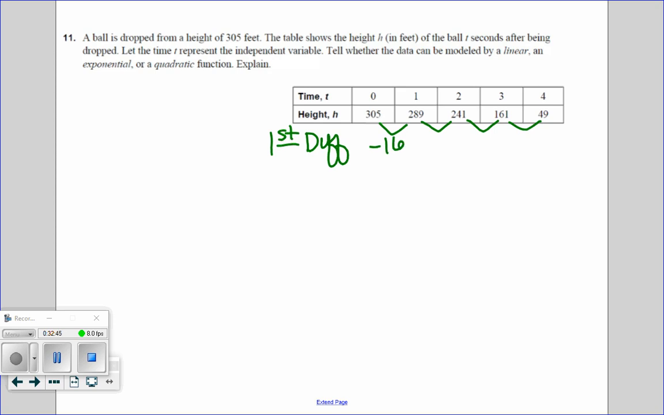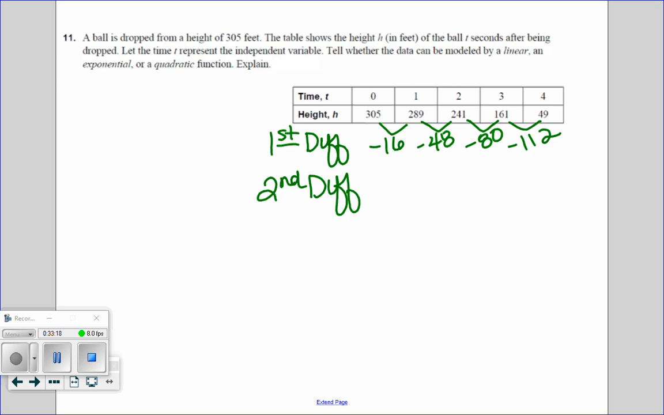Okay, what about from 289 to 241? That is a decrease of 48. So yeah, whoever said it was not linear, you were right. That's not linear. Okay, what about 241 to 161? 80. That is a decrease of 80. Perfect. Last but not least, 161 decreasing to 49. That is a decrease of 112. So yeah, we already scrapped exponential, and now we can scrap linear because that's not constant either. But let's check for a second difference.